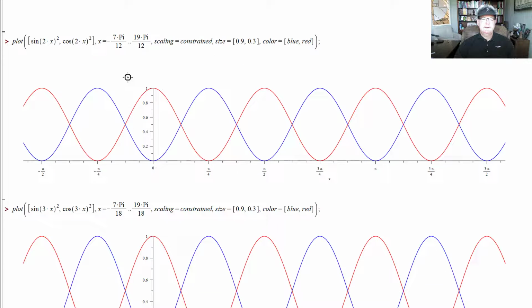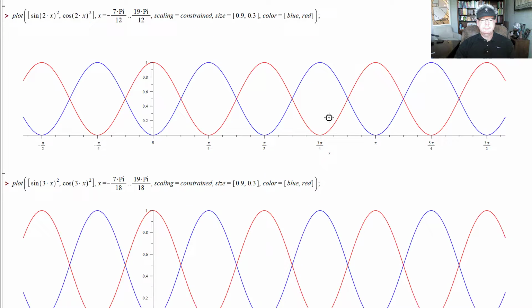So here's sine squared and cosine squared of 2x. Actually from 0 to pi over 4, they contribute the same amount. And then from pi over 4 to pi over 2, they also contribute the same amount. But in particular, from 0 to pi over 2, there would be the same amount of area under the curve.